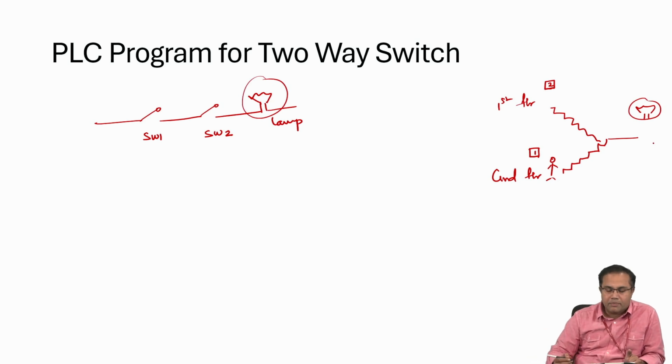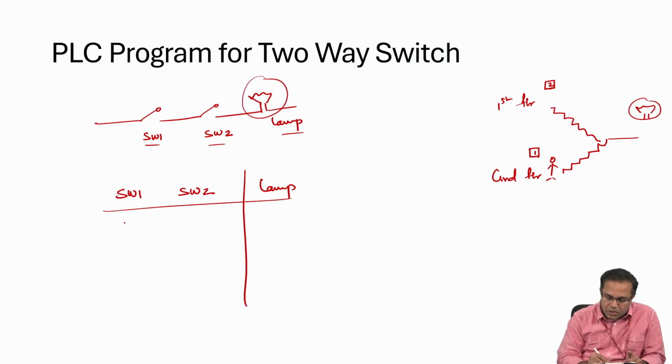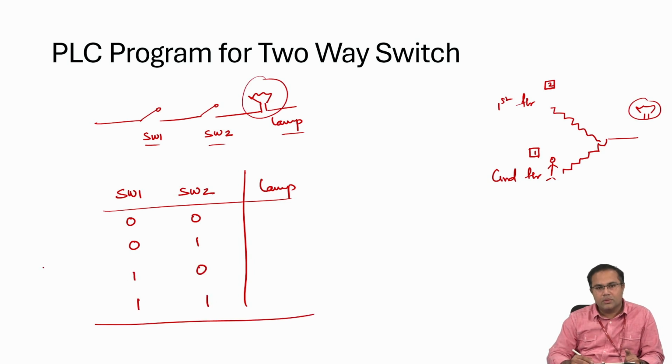Now, how do we design the logic for this? Like I said previously, for any design, first you need to estimate the number of inputs and outputs. In my case here, there are two inputs and one output. So what next? Try to form a truth table: switch 1 versus switch 2 versus my lamp. With only two switches, the possible combinations are 4: 0 0, 0 1, 1 0, 1 1. After these combinations, you can decide the output.